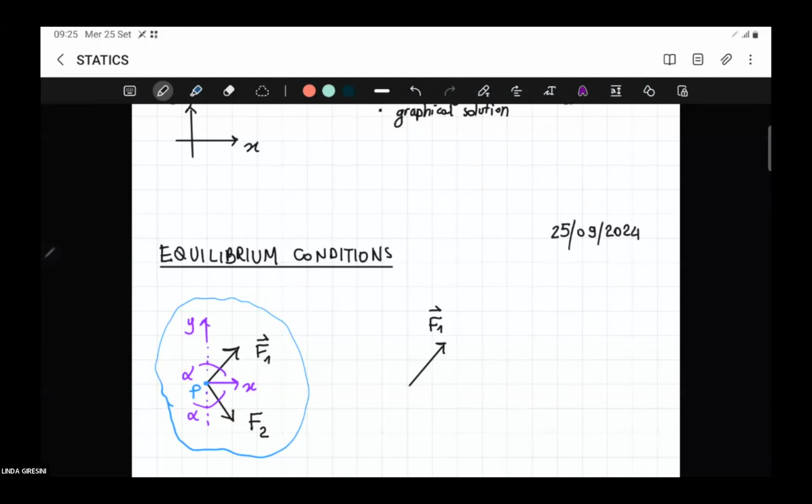We take the second force. The first force is inclined by alpha, and the second force has an inclination equal to alpha as well. So alpha is this angle as well. Okay.